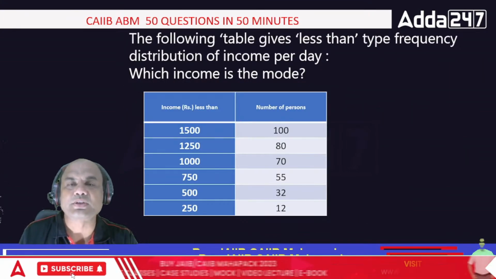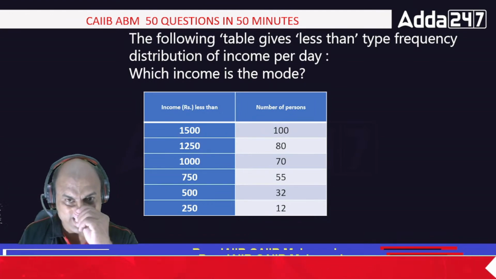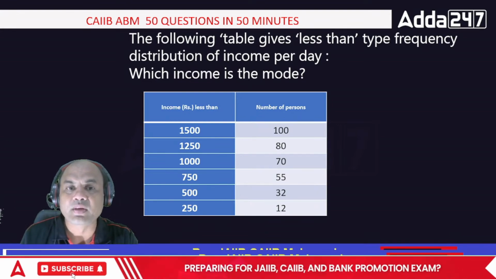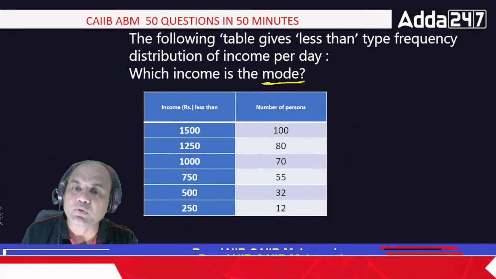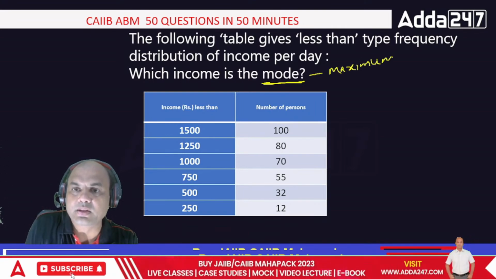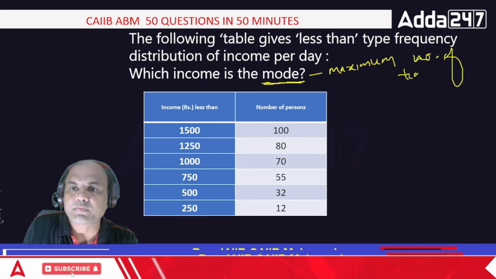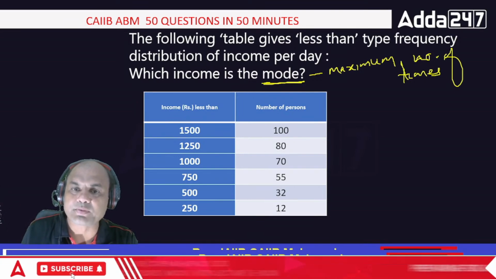Now let's solve some questions. Numericals, one-liners. The following table gives the less than type frequency distribution of the income per day. Which income is the mode? Firstly, understand what mode is. Mode means which comes the maximum number of times. So what is the mode here?